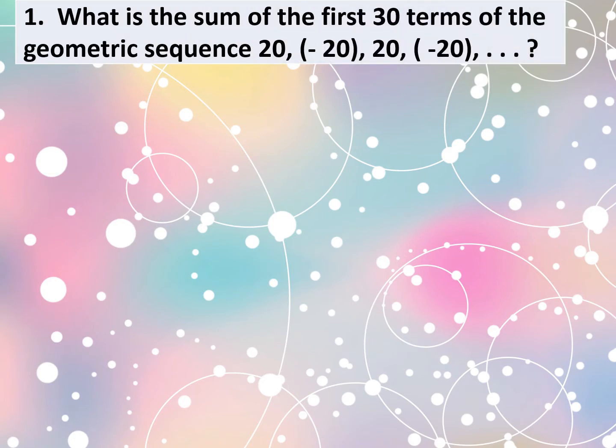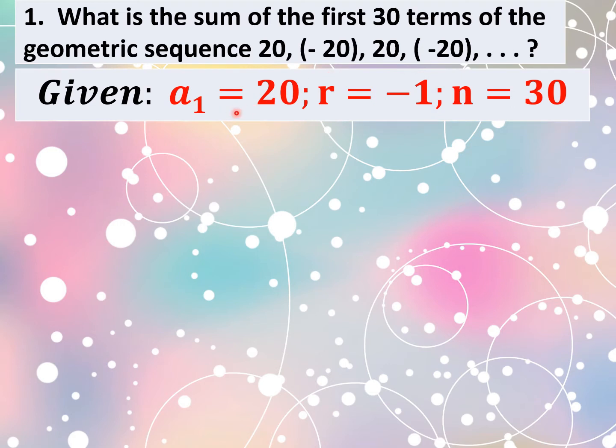Let's have the first problem. What is the sum of the first 30 terms of the geometric sequence 20, negative 20, 20, negative 20, and so on? So, kung mapapansin nyo, ang sequence natin ay same lang yung value except nag-alternate yung positive and negative numbers, which is 20 at saka negative 20. So, kailangan natin hanapin yung sum ng first 30 terms of this sequence.